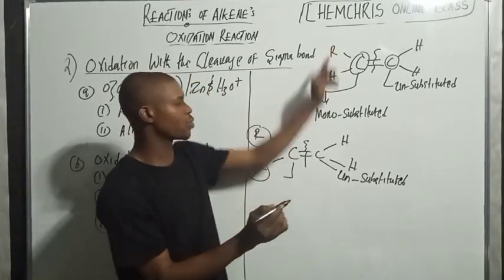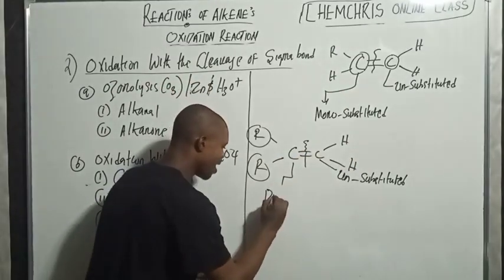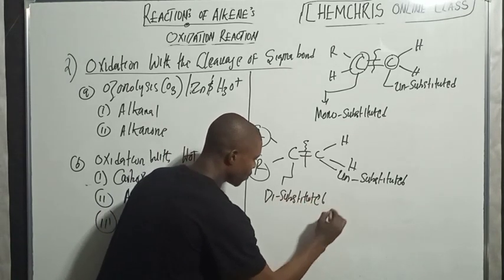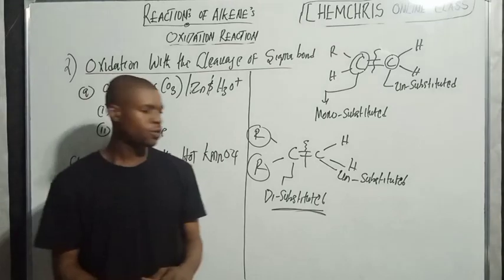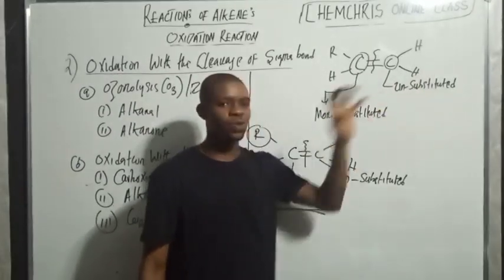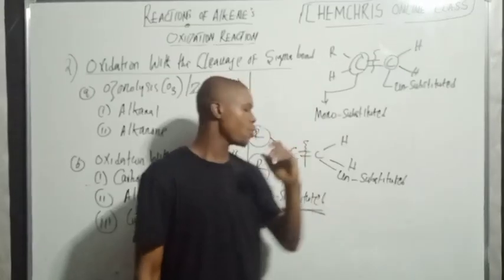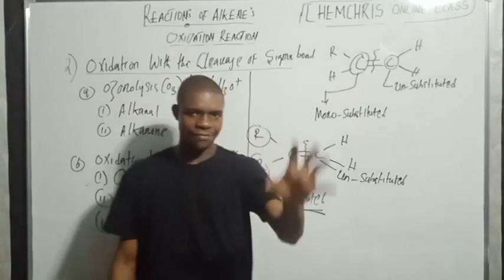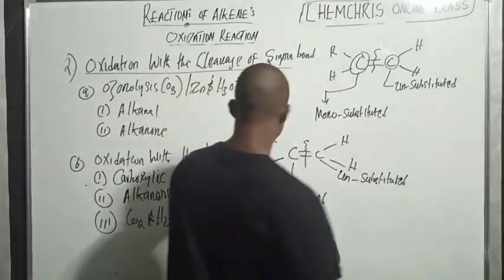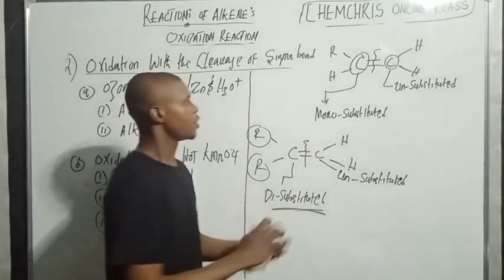This one carries two alkyl groups. Remember, when you carry only one alkyl, it's called mono, right? Now, when you carry two alkyl groups, it's called disubstituted. Do you understand? So understand this here. When it's un, it will give different products. When it's mono, you're going to give different products. When it's di, you're going to give different products. Do you understand? So let's look at it. Please take some notes to understand it.